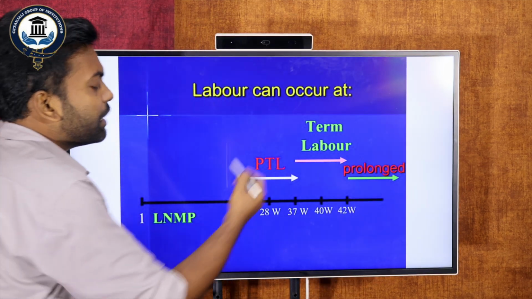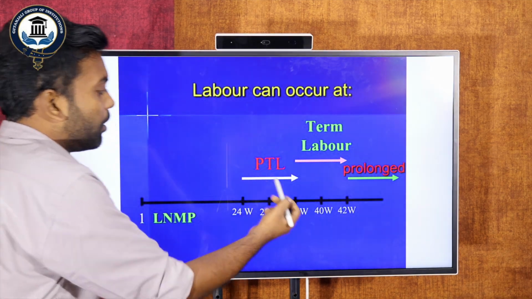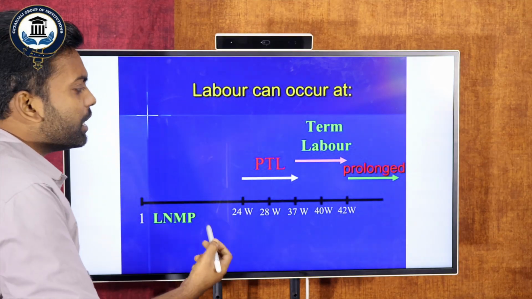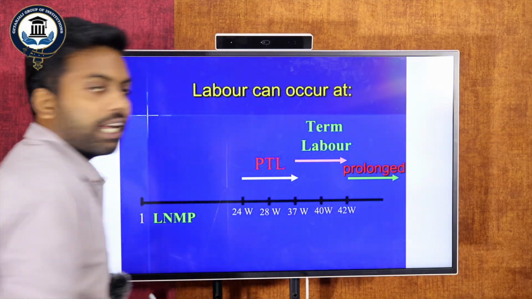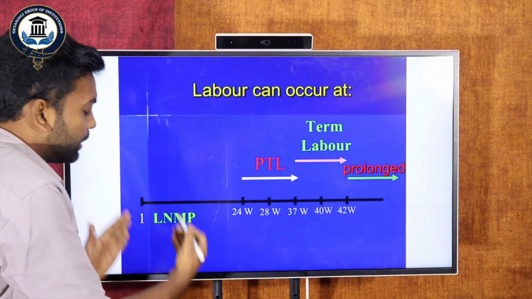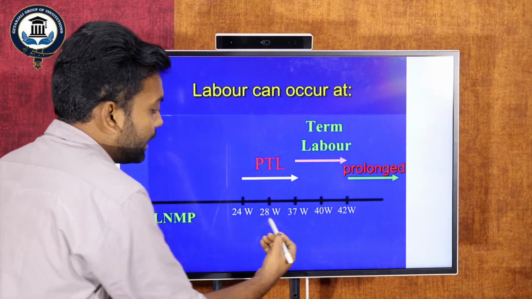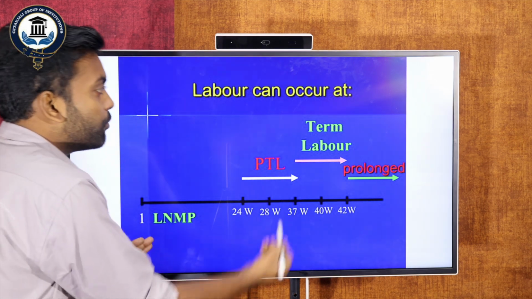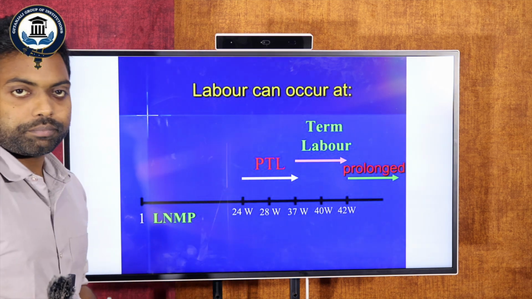Let us see, there are different kinds of labors. I can tell you preterm labor, term labor, and prolonged labor. So what is the meaning of premature labor? What is the meaning of term labor? What is the meaning of prolonged labor? My dear students, as we know, from the first day of the LMP, up to the 24th, 28th, 37th week, during these weeks, if the delivery or the labor happens, that will be considered preterm labor.